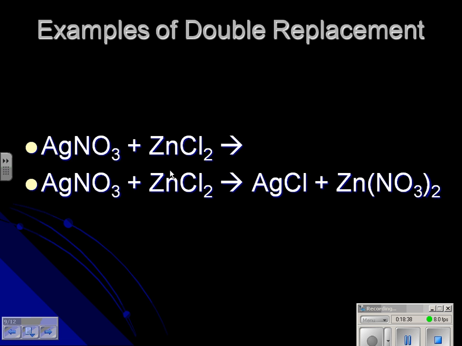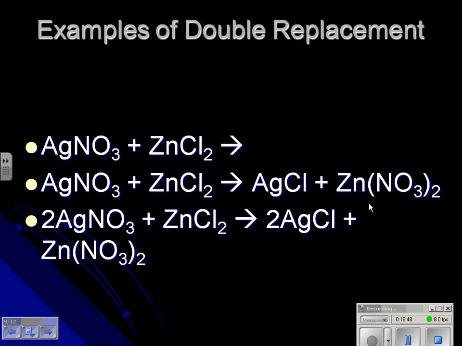Silver has a +1. You memorized that one. Remember, those were the two that you needed to memorize. And chlorine has a -1. So that makes AgCl. And you might notice that this is not balanced. So there's your balancing. You need a 2 in front of AgNO3 and a 2 in front of AgCl. Okay, so another example of a double replacement reaction.